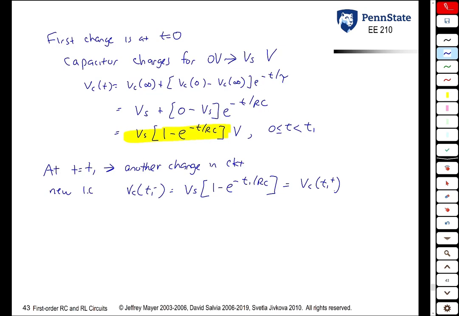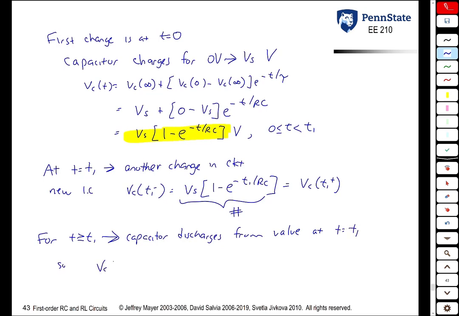Why? Because the voltage across the capacitor cannot change instantaneously. And I should point out here, this is just a number. T1 is going to be a number, and so this expression is just going to be a number. And then for t greater than or equal to T1, what we're going to see is the capacitor discharges from its value at t equal to T1.